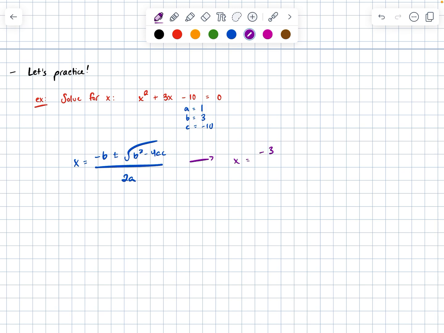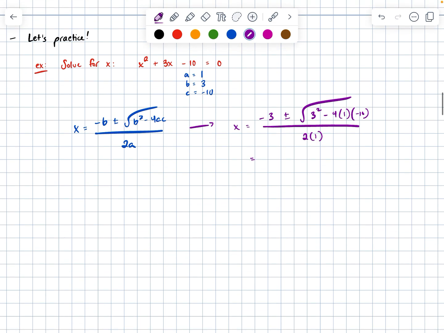Well, negative b would become negative 3, plus or minus the square root of b squared, which would be 3 squared, minus 4 times a, which is 1, times c, which is negative 10, all over 2 times a, which here is 1. From here, I just need to simplify the right-hand side, and in so doing, I will reveal the values of my variable x.